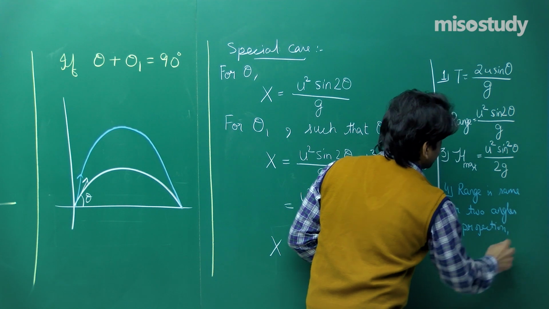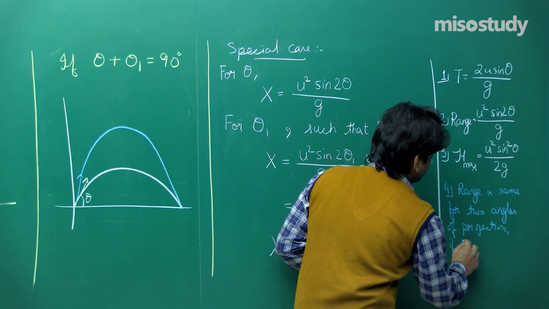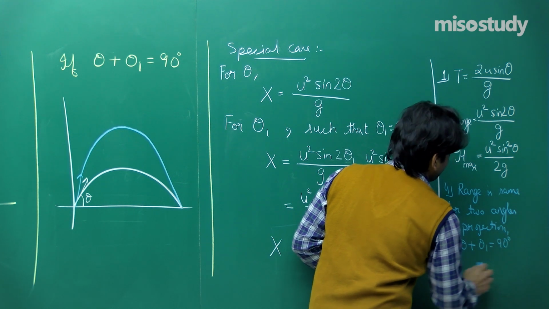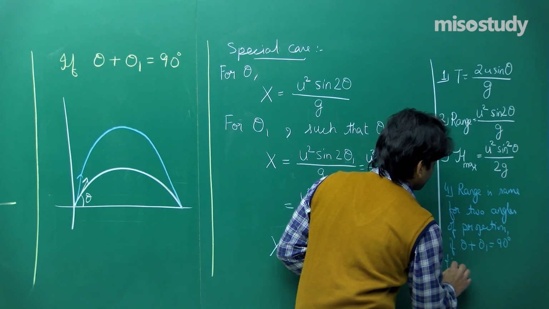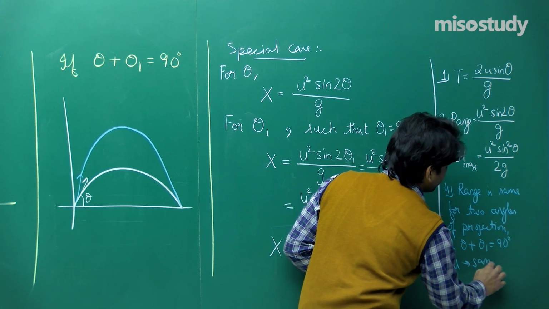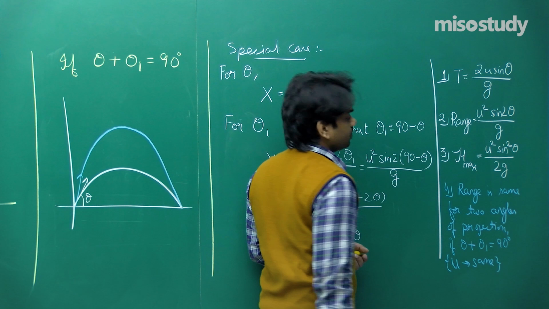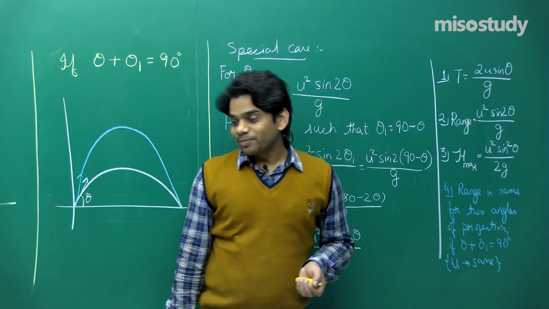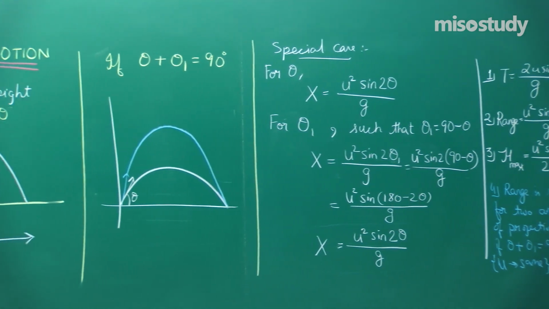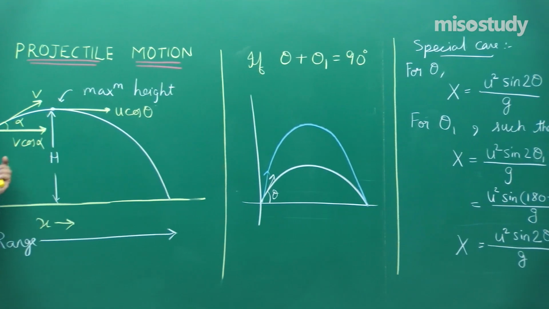For two angles of projection, if theta plus theta 1 is equal to 90 degrees, and remember the initial velocity should be the same. U is the same in both cases. Hope this is visible to you all. Now let me talk about, after covering all this basic detail, we have talked about projectile motion.